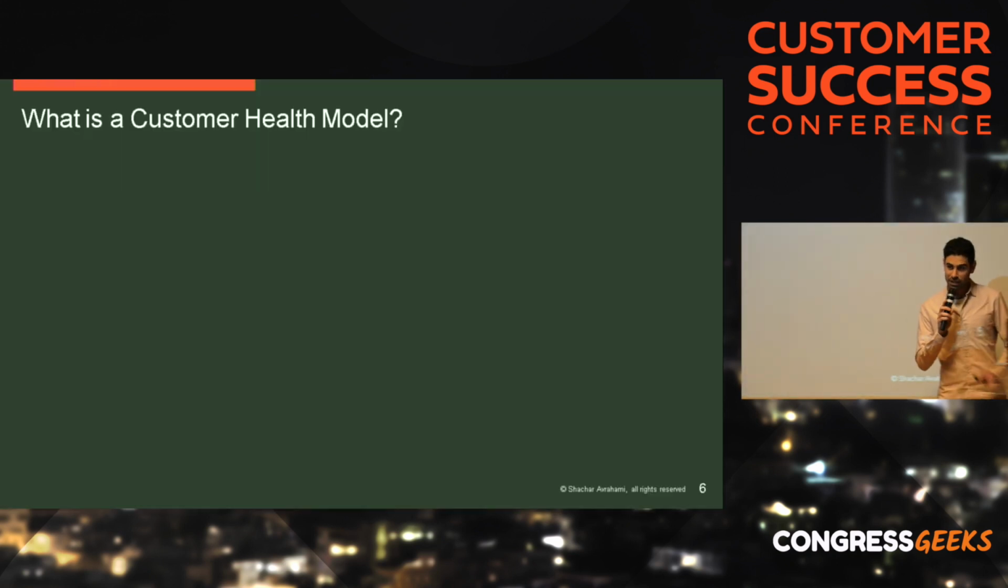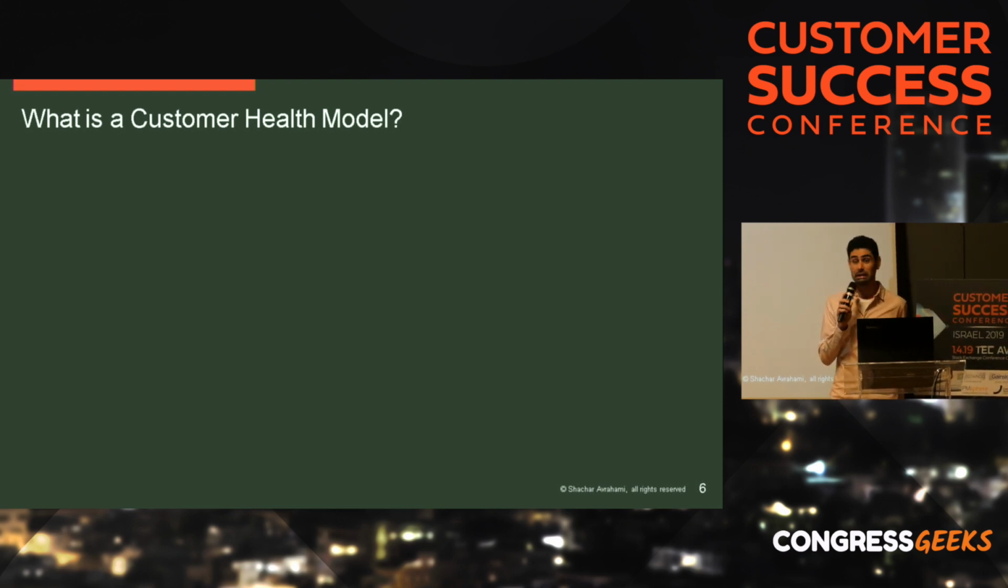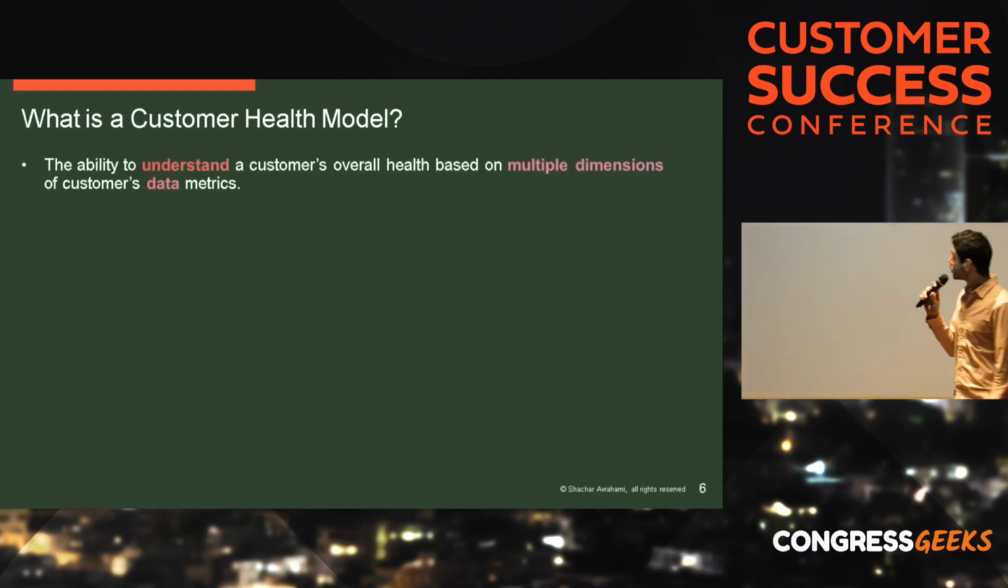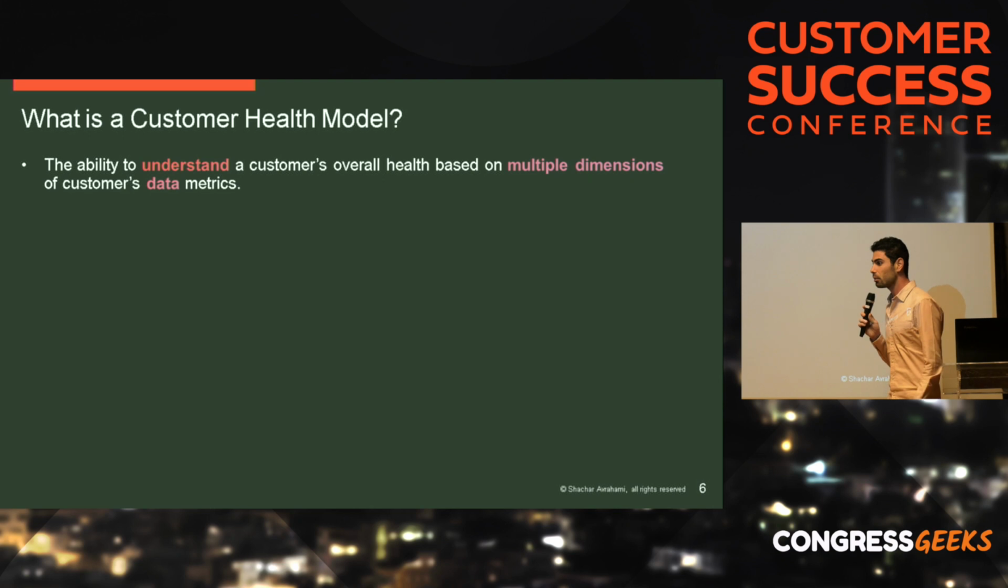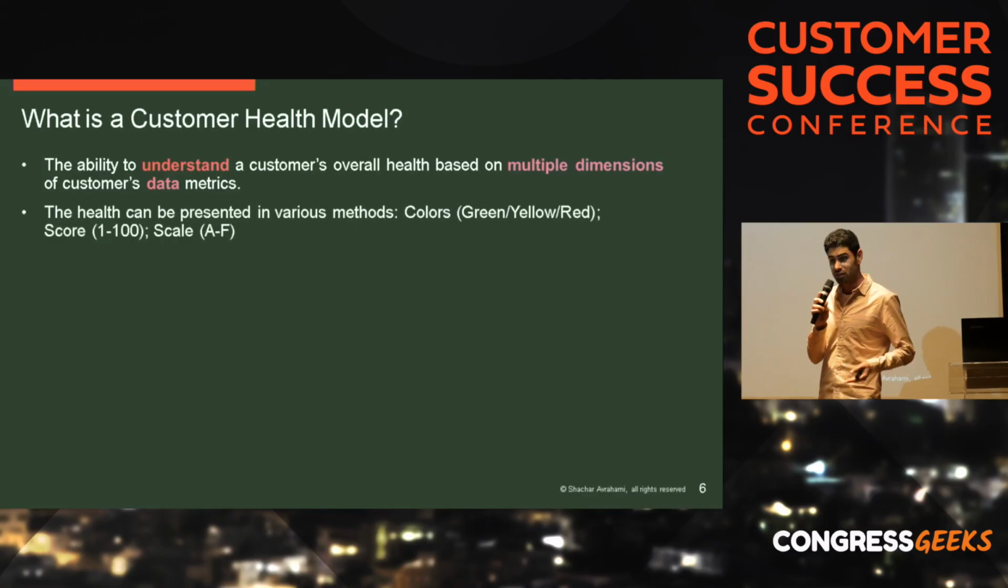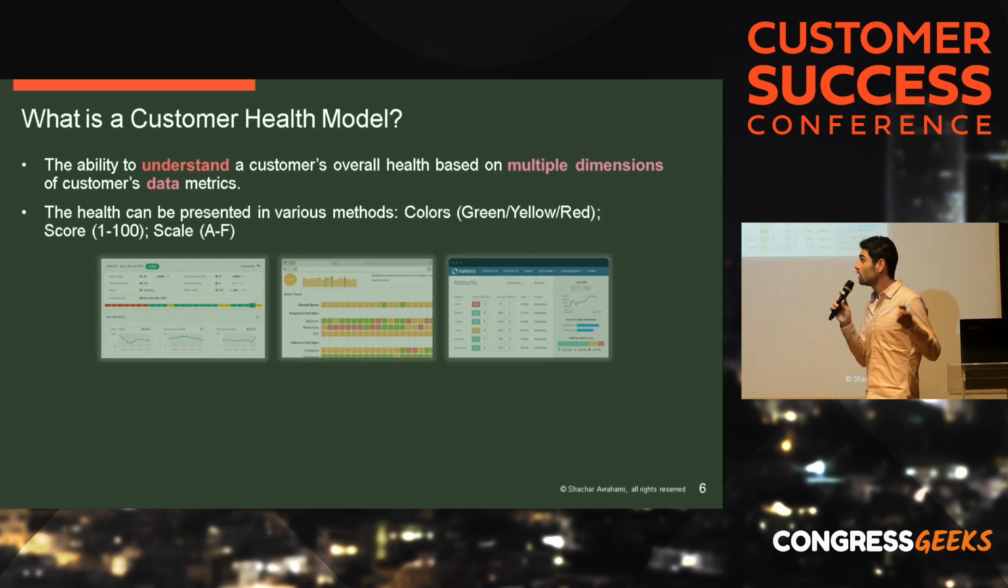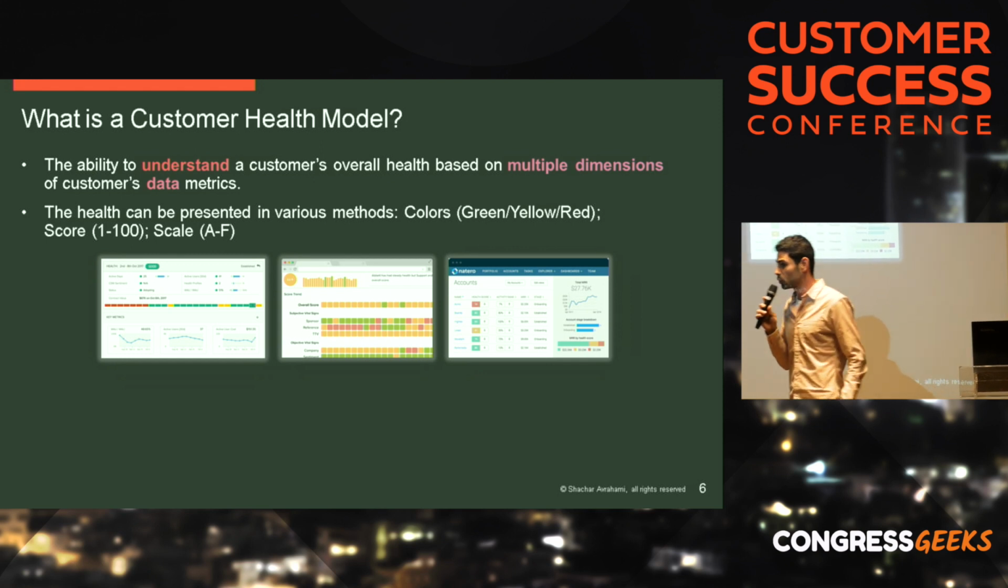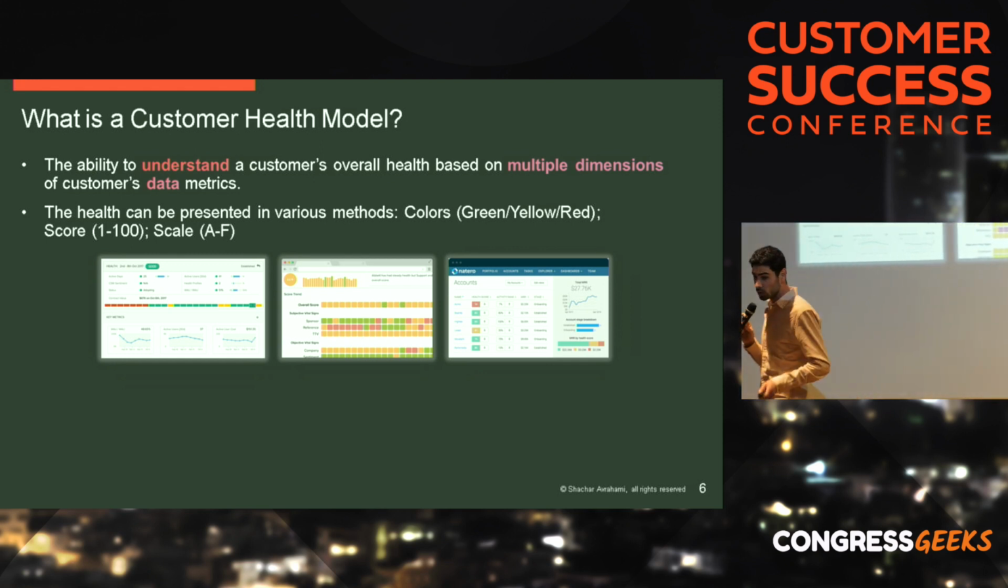So let's start. What is the customer health score? A definition that I really like is the ability to understand a customer's health based on multiple dimensions of customer data metrics. In SaaS companies, we have the ability to track tons of data points that if we were on-premise software, we weren't able to do. So we need to take this as an advantage and look at different dimensions between us and the customer. After that, the score can be presented either in colors, a score of 1 to 100, or a scale of A to F. It doesn't really matter. I'm not going to focus on the tools here.